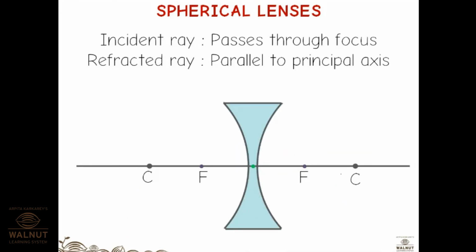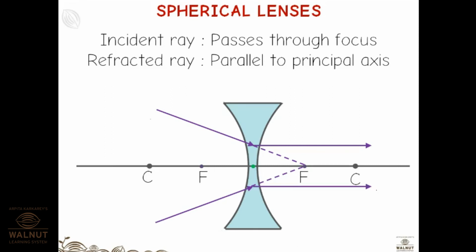Second rule in case of convex lenses: the incident rays which are passing through the focus. Just now we have seen the incident rays which are parallel. These are another type of rays which will be passing through the focus directly, right? So the refracted ray will be parallel to the principal axis. You can see here, there are some rays going in this direction also, isn't it? So these incident rays pass through the focus, but whenever they are refracted, they will be parallel to the principal axis.